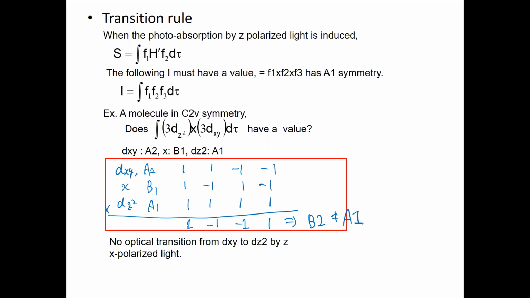Right. So you can try this using, for example, Z-polarized light or Y-polarized light, and see if the transition is possible or not. It's given in the exercise after the lecture, so please try it for yourself. Okay.